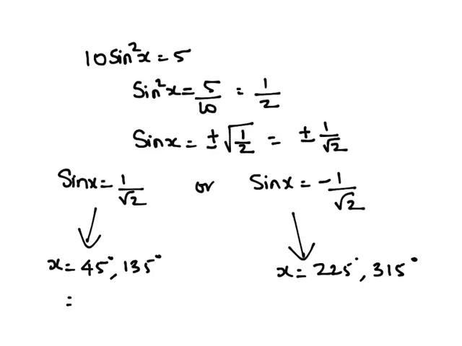Now if I write it in radian, it will be pi by 4, and this will be 3 pi by 4, 3 times 45. This will be 5 pi by 4, and 315 is 7 times 45, so 7 pi by 4 is the answer. So I hope this problem is clear to you. So let us look at another problem.